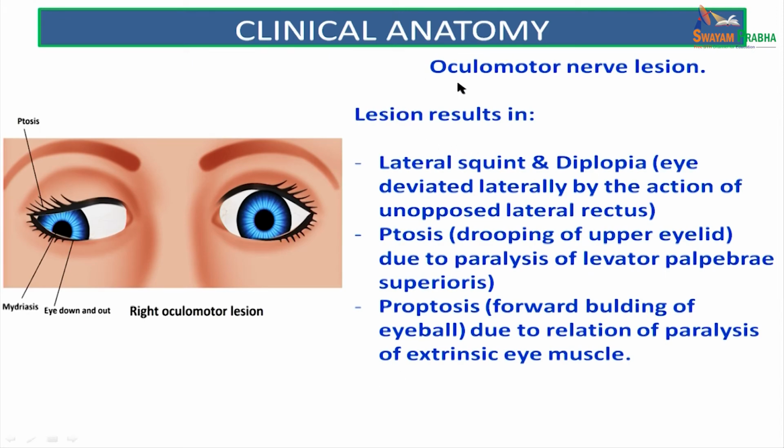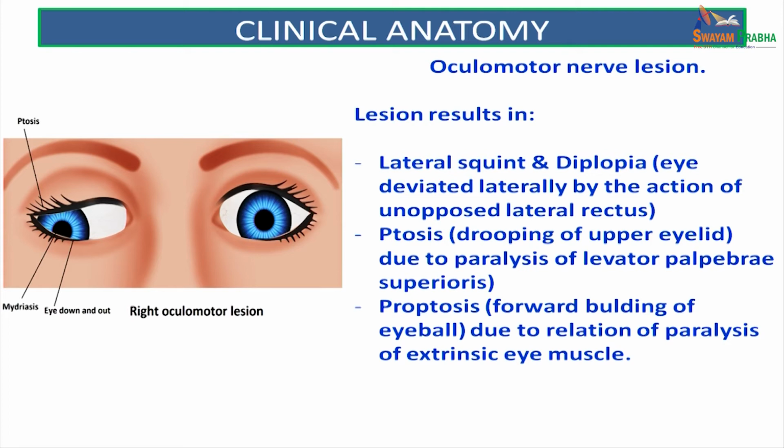So, how does this oculomotor nerve lesion present? The lesion presents with the lateral squint and there is diplopia. The lateral squint is because of the unopposed action of the lateral rectus, because all other extraocular muscles have got paralyzed except for the superior oblique and the lateral rectus, which are responsible for the abduction of the eyeball, depression of the eyeball and intorsion of the eyeball are seen.